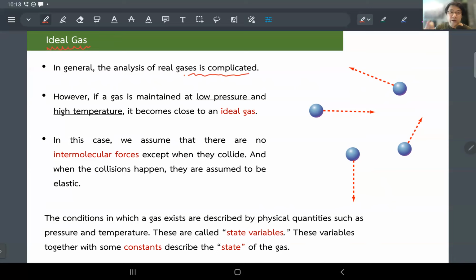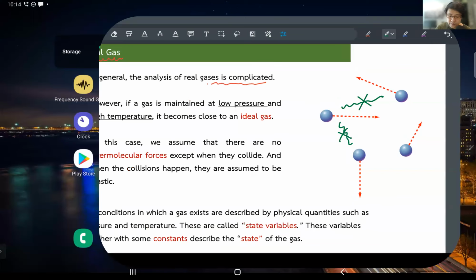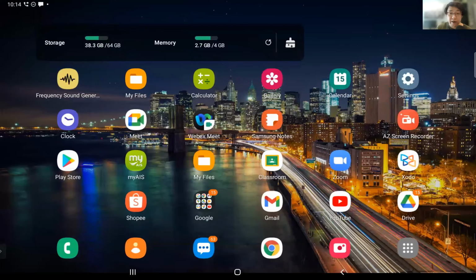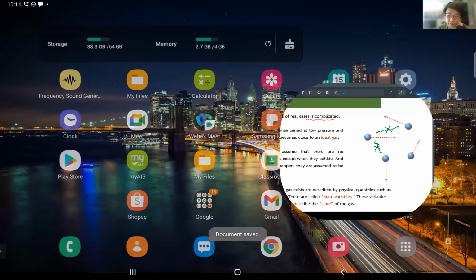But if we can reduce every gas down to just an ideal gas, things are going to be super simple. First, we don't care about the interaction between them. So we assume the ideal gas does not have any intermolecular forces or intermolecular interaction. So that's good, we get rid of those. Don't care about the interactions between molecules.